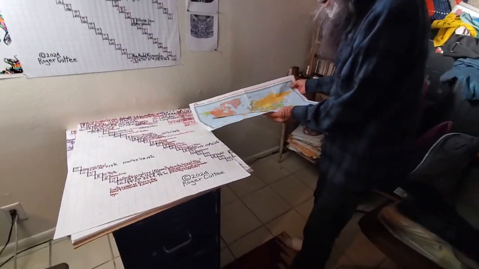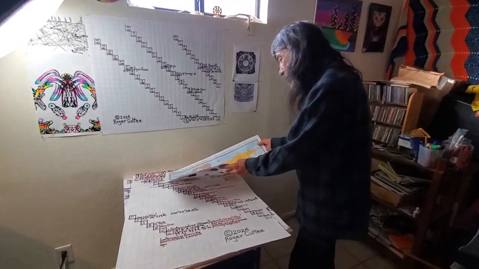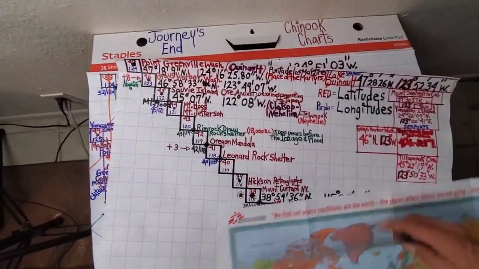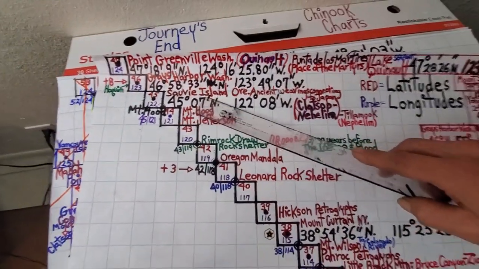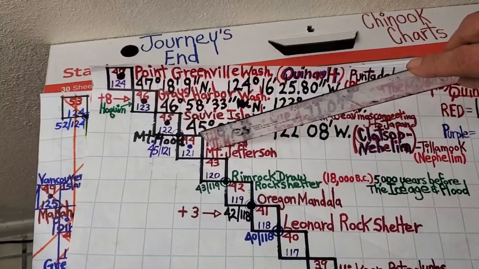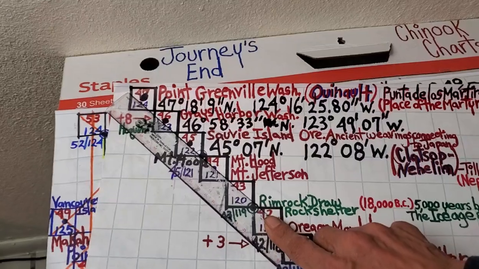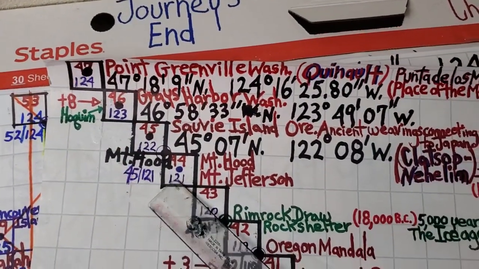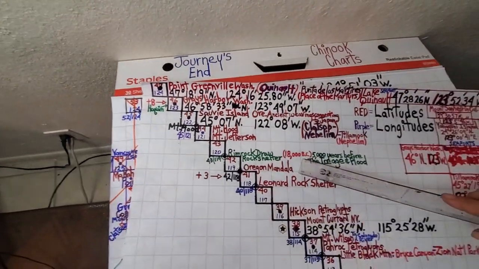This one was from the Quinaults in Washington, how we're connected at Grays Harbor, Point Grenville, Washington, to Grays Harbor, Washington, and Sauvie Island, which at that time was run by my class of ancestors. So you notice Point Grenville, Grays Harbor, Sauvie Island, Mount Hood are here in this area. They're all in a straight alignment. And if you use the alignments from Point Grenville to Mount Hood, it takes you to the Rimrock Draw Rock Shelter. You can date that quickly, 8,000 BC.